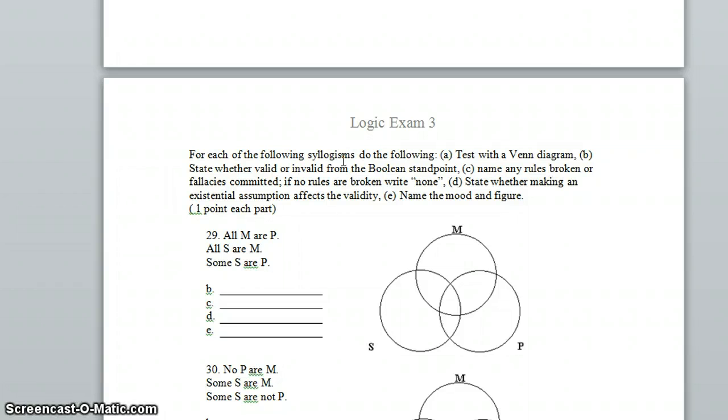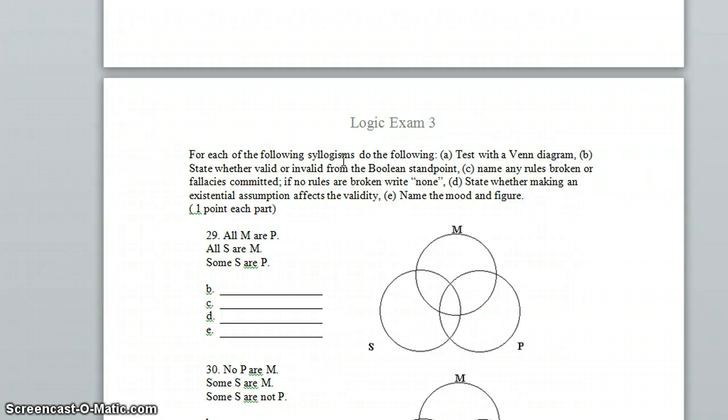Now remember, rules 1 through 4, and you need to state the name of the fallacy, okay? The fallacies for rules 1 through 4 will be broken if it's invalid. If it's conditionally valid, it's going to be the existential fallacy, and if it's valid, there will be no rules broken, all right? So you want to make sure your answers are consistent, unless you're trying to split the difference and figure, well, I'll get some of them right.